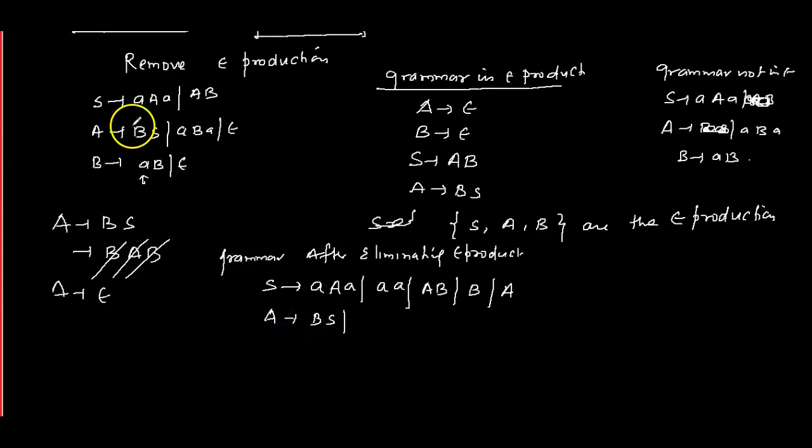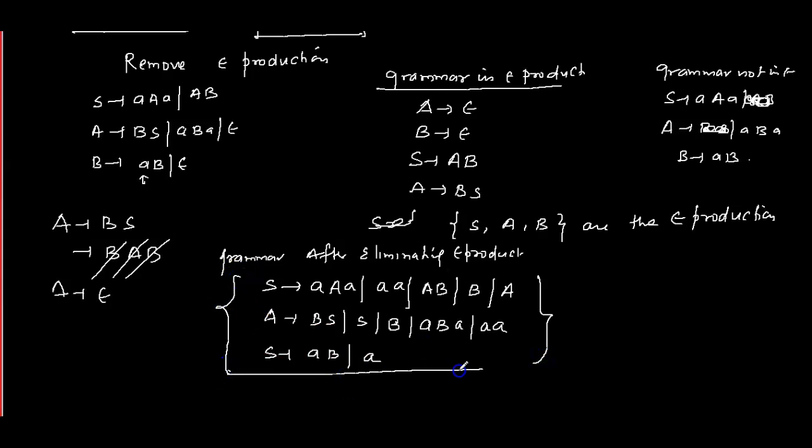Next is BS. If B is epsilon, then S only will be there. If S is epsilon, then only B will be remaining. Next, ABA. If B is epsilon, then small a. Next is AB. If B is epsilon, then we will get A. So these are the grammar after eliminating the epsilon productions. Any doubt in this?